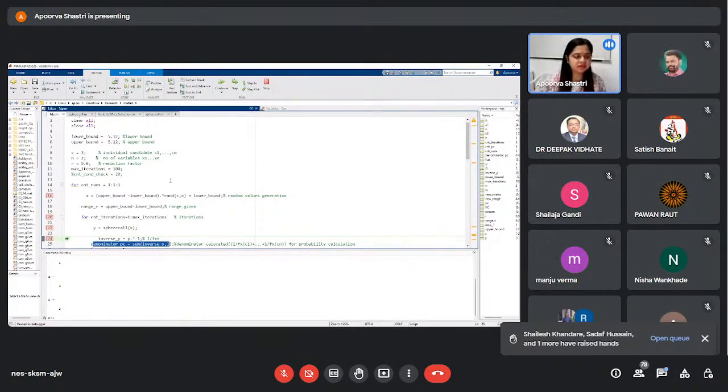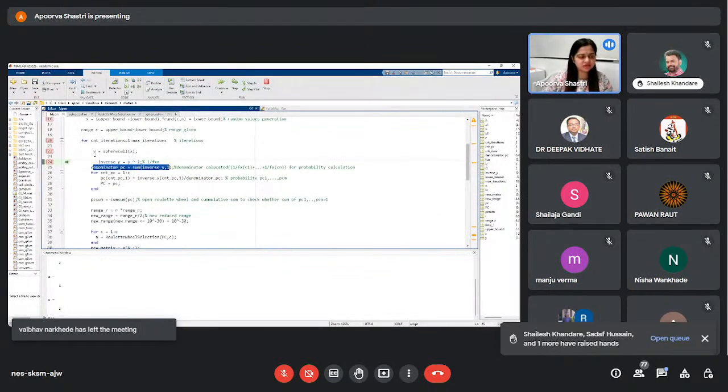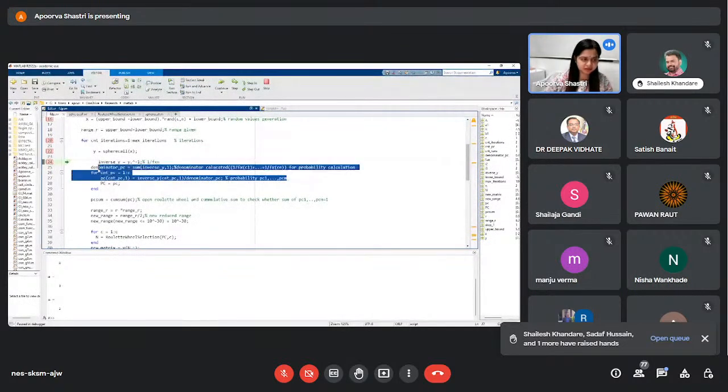Okay. Then we have called a sphere function over here. So sphere function calling is done. Once we have received the objective function values, we have done the inverse of it, and then we have calculated the denominator part. After calculating the denominator part, we have calculated the probabilities by taking the inverse of every function and dividing it by the denominator. So this is a probability calculation.